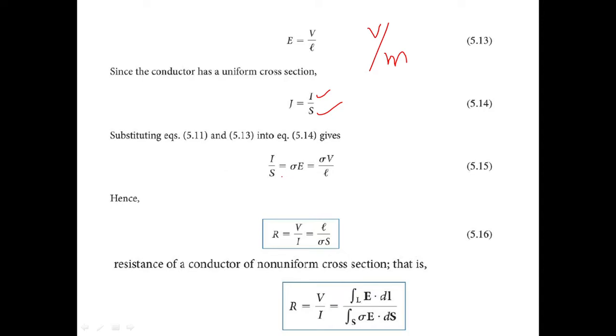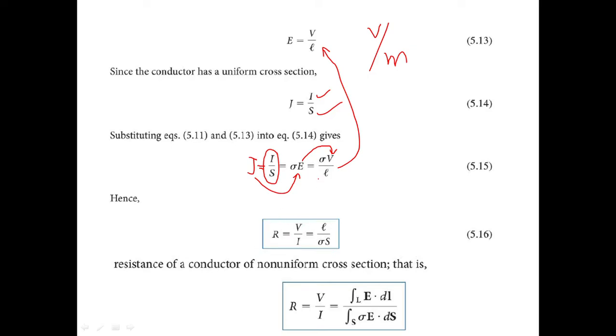Now substituting the equations, what we are doing here, so this I by S is nothing but J, and J is equal to sigma E from Ohm's law. And this E is equal to V by L from this equation, right? I hope you understood the substitution. Now here, hence R is equal to V by I. R is equal to V by I, which is equal to L by sigma S.